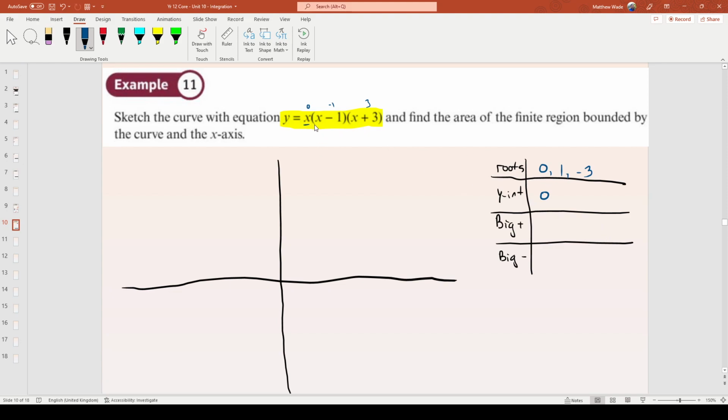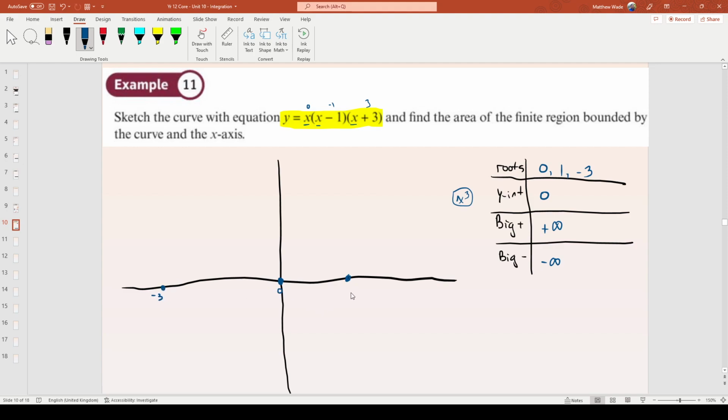Dominant term comes from timesing x by x by x, which means the dominant term is x cubed. Cool. Put a huge number in x cubed, cube it. You get a huger number, plus infinity. Put a negative in. Well, it stays negative, but it gets huge. Negative infinity. Pop your dots on. 0, 1, -3. Like a boss.